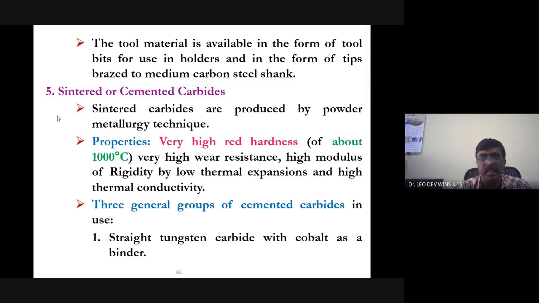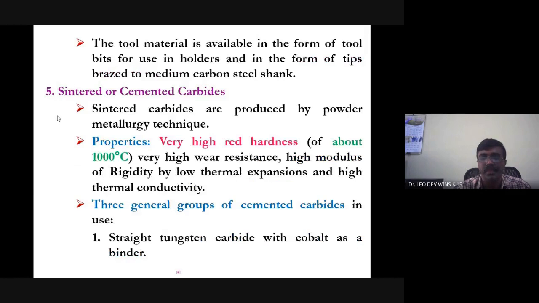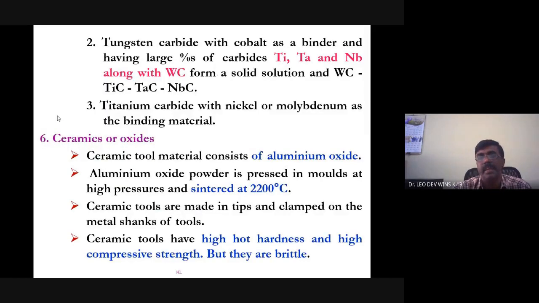There are three general groups. One is straight tungsten carbide, that is, tungsten carbide with cobalt as binding material. So we'll be adding tungsten powder with carbide powder. In this, the cobalt is added as a binding material. So cobalt will have the binding property. In carbide tools, normally we use cobalt as the binding material.